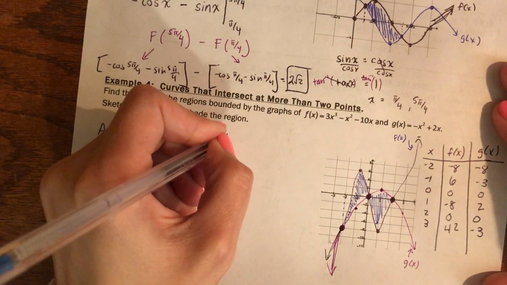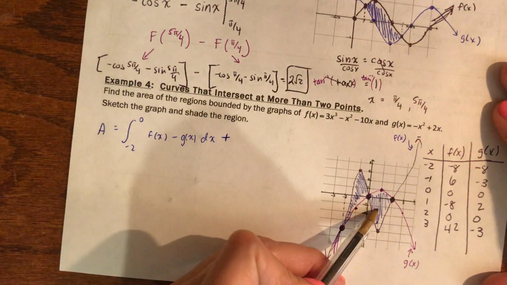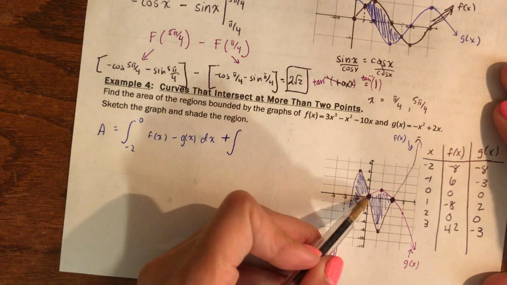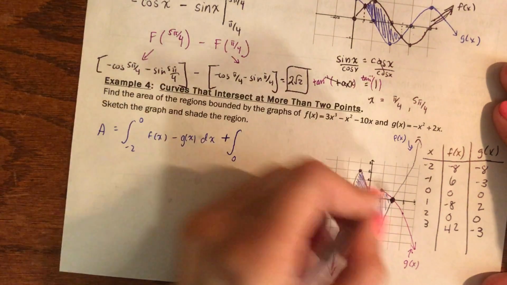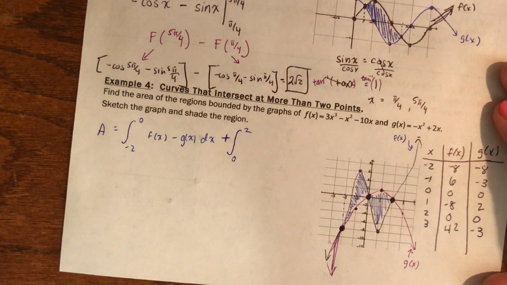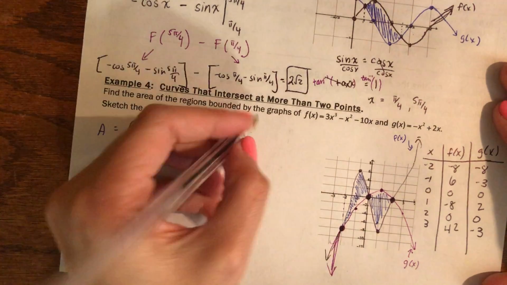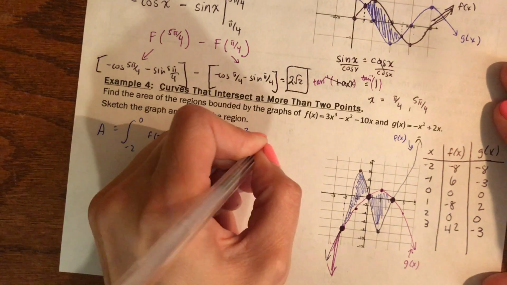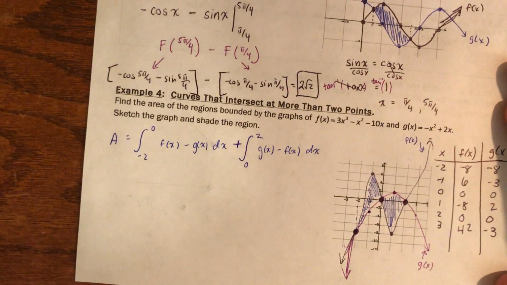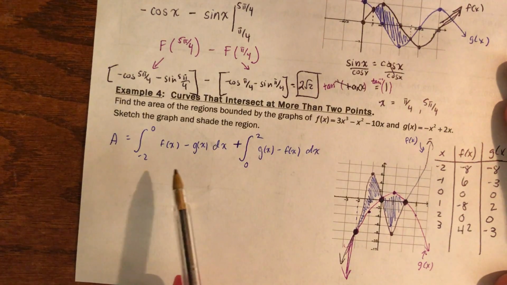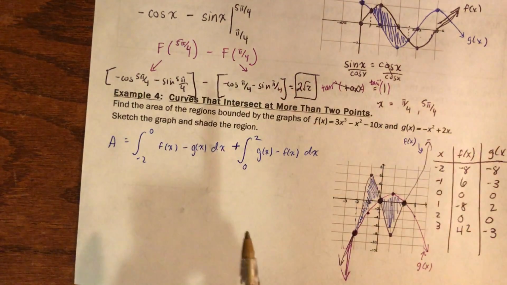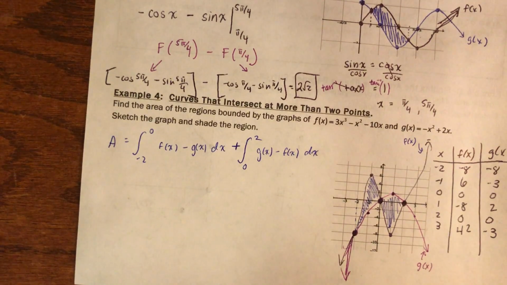And then we're adding, because we want to add this other area to it, the integral from 0 now, all the way to 2 of, but what do you notice? Which one's the top function now, right? It's the g function. So it would be g of x minus f of x dx. Okay, so again, it's just the same idea, top function minus bottom, top minus bottom, but we have to do it twice and add them together.